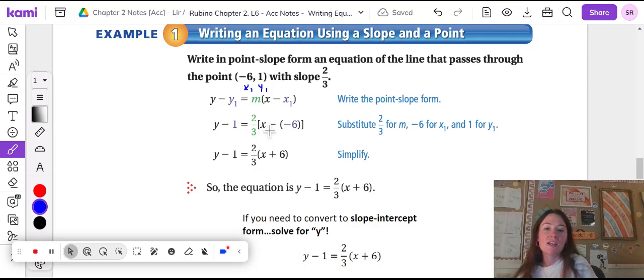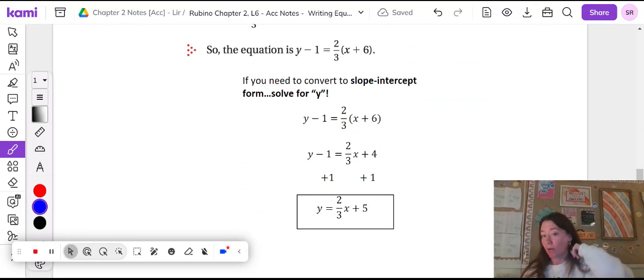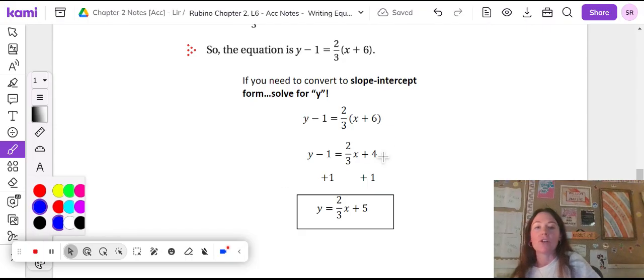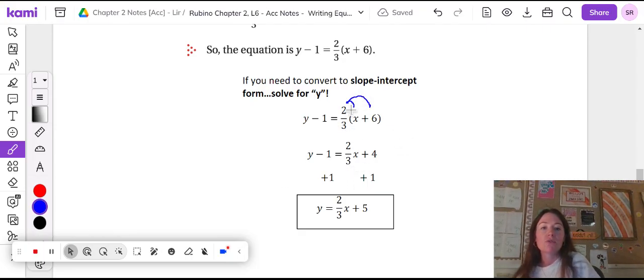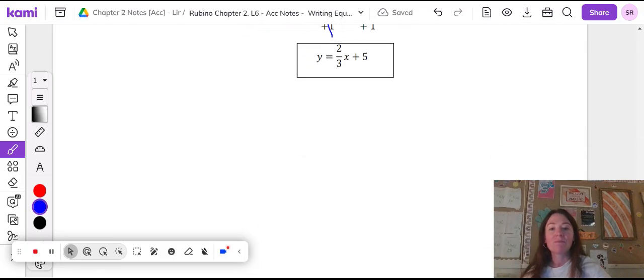And then they simplified because x minus -6 is x plus 6, right? Keep, change, opposite. Okay, so the equation in point slope form is y minus 1 equals 2/3 times x plus 6. If you need to convert it into slope-intercept form, you solve for y. You get y all by itself. So you can see they started by distributing 2/3 times x to get 2/3 x, 2/3 times 6 to get 4. Then they added 1 to either side to get y all by itself, and they got y equals 2/3 x plus 5. Okay, it's easy to rearrange it and put it in slope-intercept form.